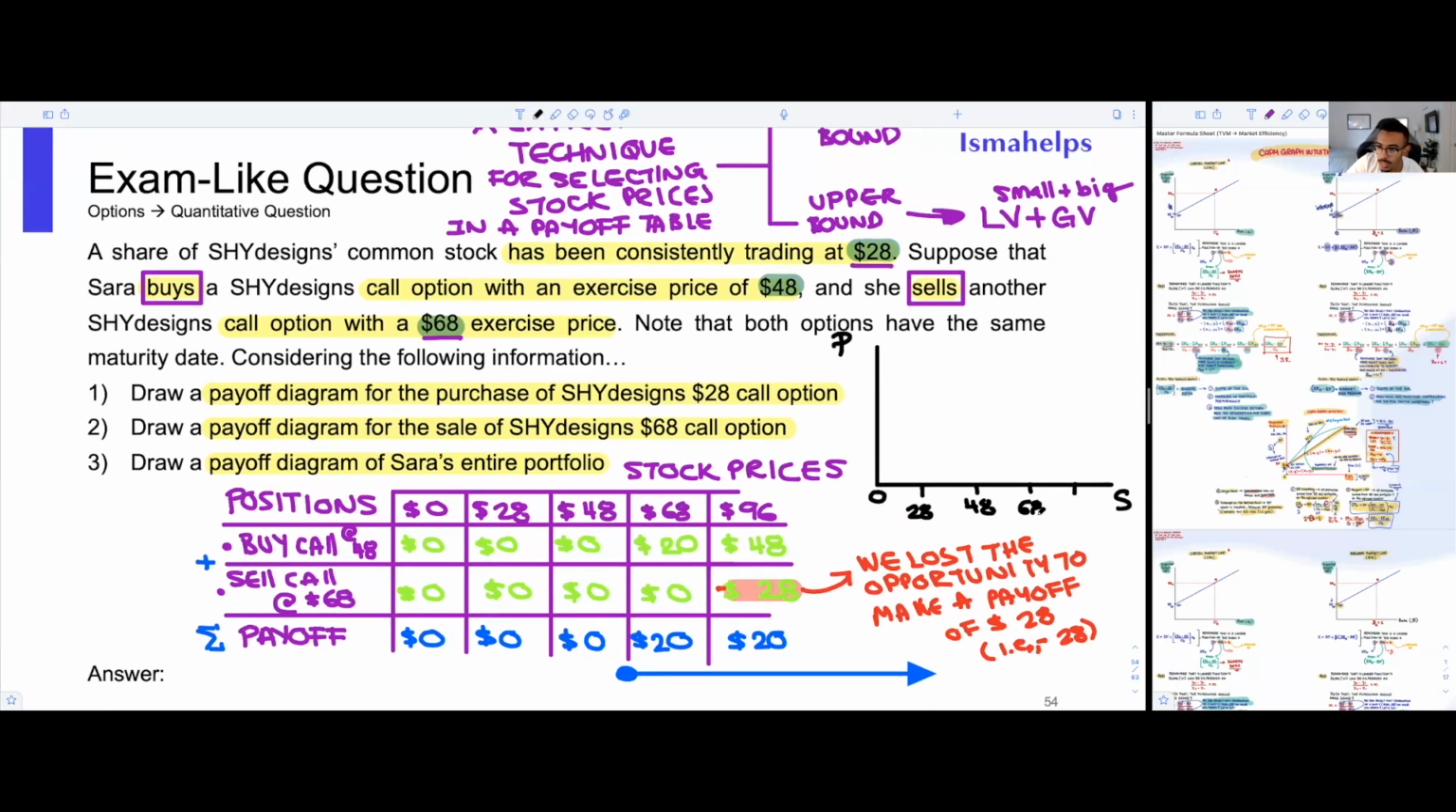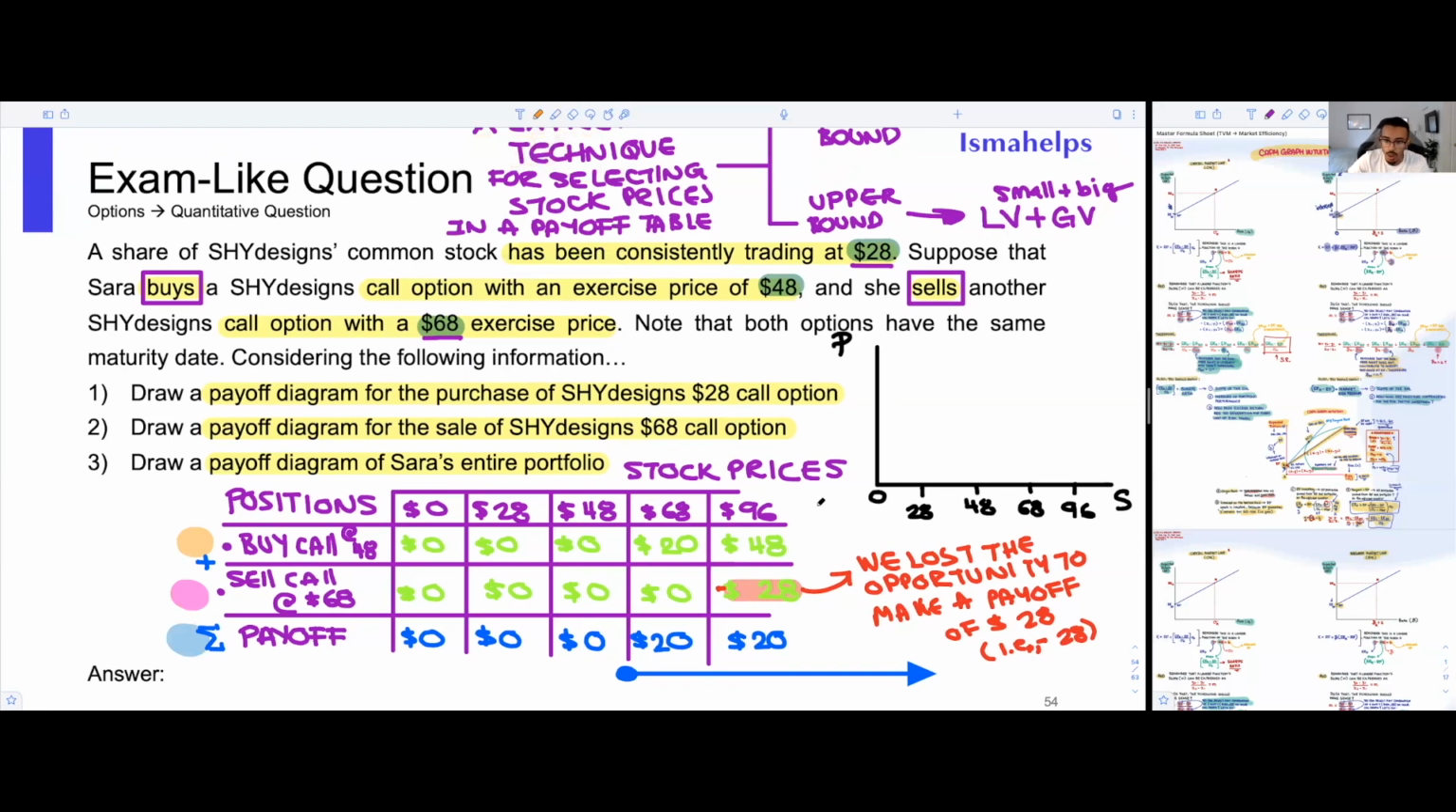68 and 96. Okay, and we're going to do a little legend together. So orange will be the color that we're going to take for our individual purchase of a call option at an exercise price of $48. Pink will be the color that we're going to take to draw up the position of our sale. And then blue will be the color for the general payoff of our portfolio. Okay, so I'm going to draw it up for y'all, and it's pretty awesome.